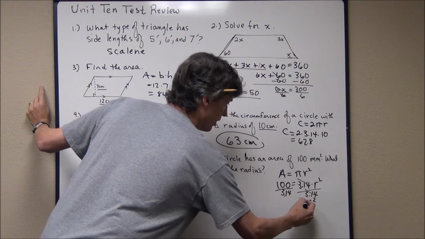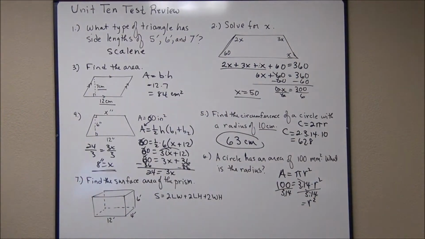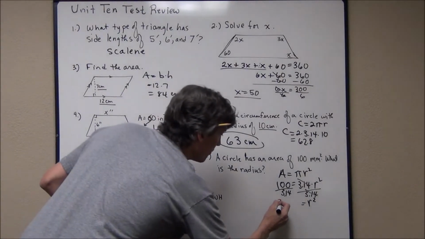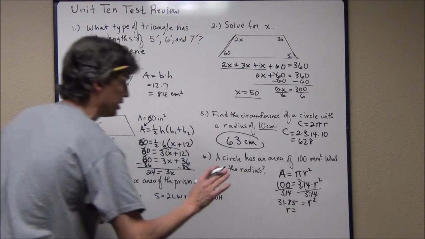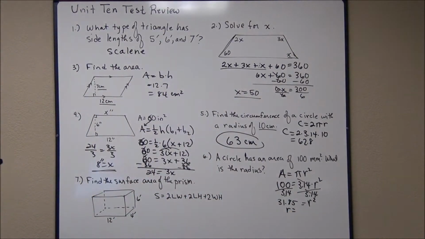I have r squared equals, and again it's calculator time. I grab my calculator, turn it on, clear it out. 100 divided by 3.14 gives me 31.85. Now I'm going to take the square root, just the principal, the positive square root.